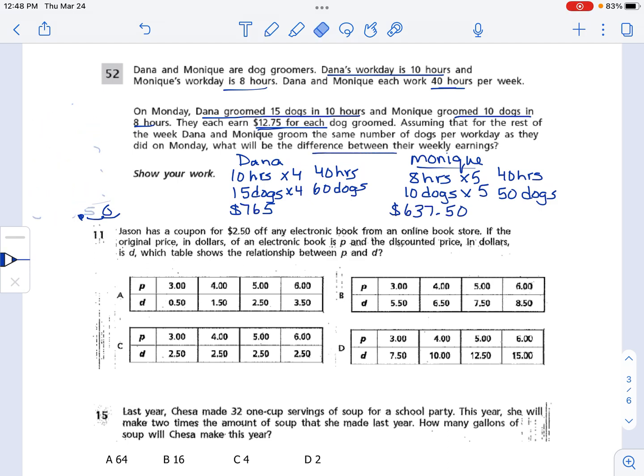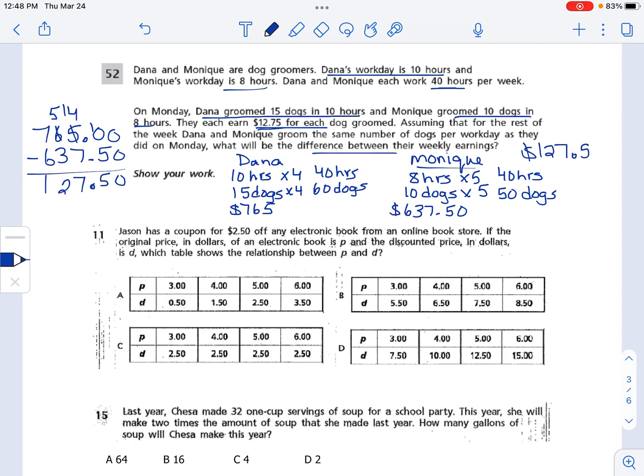So we're going to subtract those amounts. 765 minus, and this is a part 2 question, so you'll have your calculator with you. You can use your calculator. I don't have mine with me, so I'm showing all the multiplication and the subtraction here. It's going to be a 7, a 2, and a 1. So the difference is $127.50.